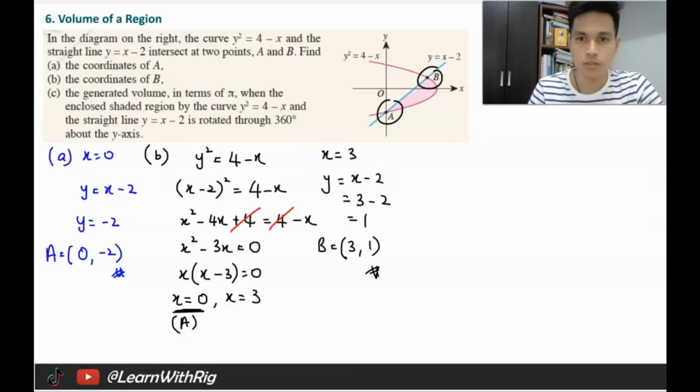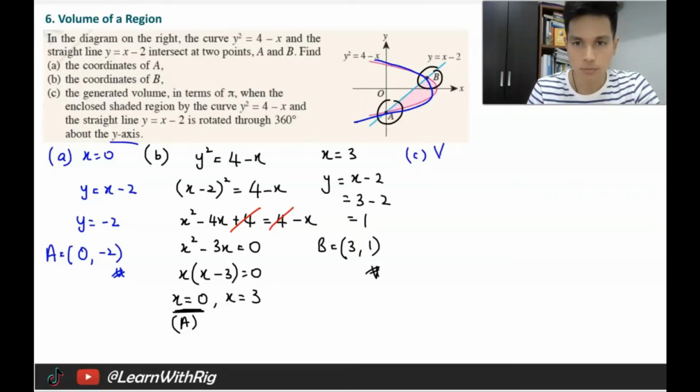Now question C, they ask you to find what? Find the volume generated in terms of pi when the enclosed shaded region by these two equations is rotated through 360 degrees around the y-axis. You see here, they told you y-axis, correct? So it's rotating around the y-axis. It's going to be similar to area. For area, how we found it is we take the whole thing minus the unwanted region, so that you find the remaining. So you're going to do the same thing, but in this case in terms of volume.